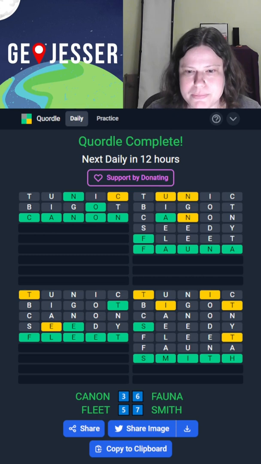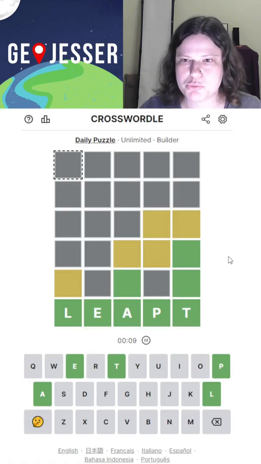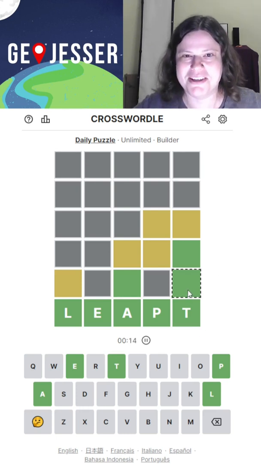All right. Cool. Next is Crosswordle. And in Crosswordle, we reconstruct someone's Wordle solve by working backward. We don't have to work backward, but it's a lot easier to work backward than forward.